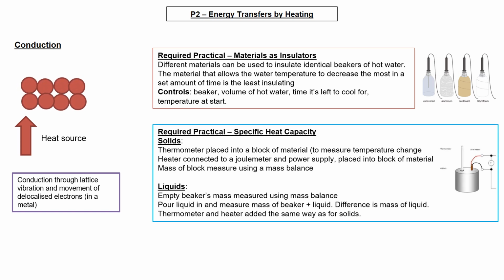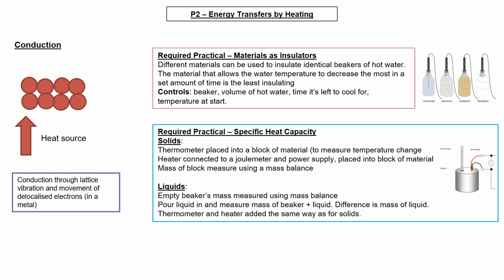The second one is the specific heat capacity required practical. We can look at it in terms of solids and in terms of liquids. For solids, we've got a thermometer placed into the block of material, like we see on the right-hand side here, to measure the temperature change. The heater is connected to a joule meter and power supply. That's placed into the block of material as well. The mass of the block is measured using a mass balance. In liquids, we'd measure the beaker's mass empty.